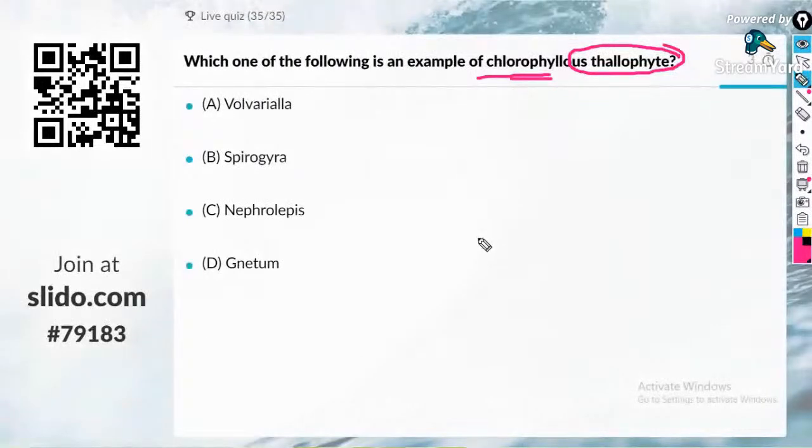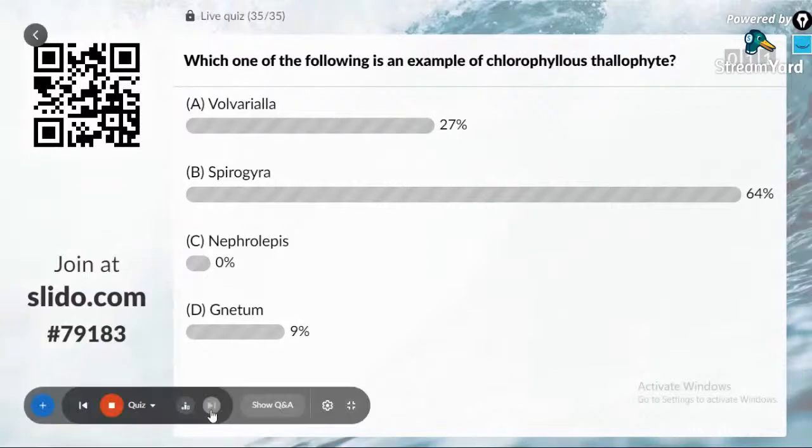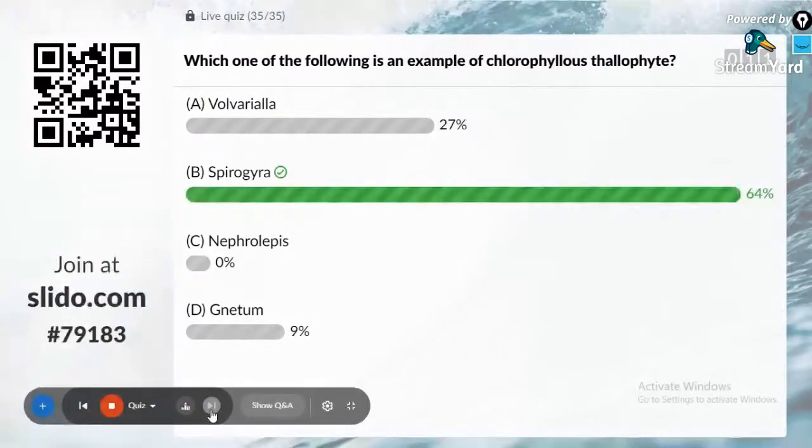Volvox, Spirogyra, Nephrolepis, and Cycas. Yes, Spirogyra, 64% is the correct answer. Guys, I waited for the leaderboard. I know out of NCERT most questions are very important for this exam, okay? Leaderboard, and let's see who is the winner with how many points and how much time.